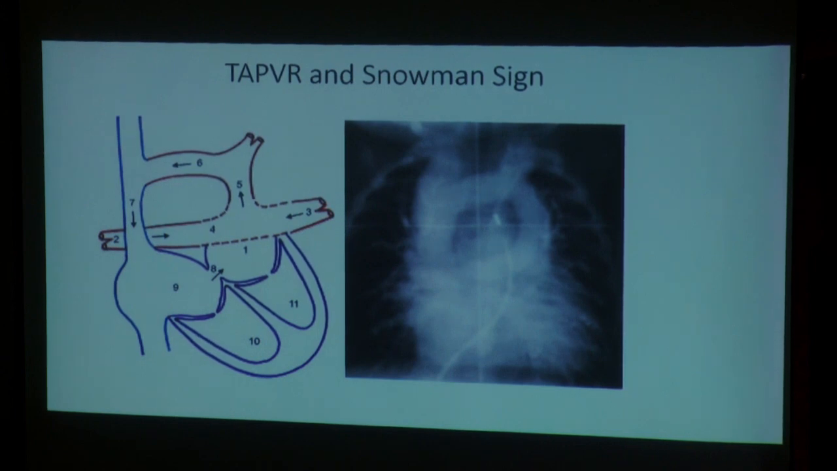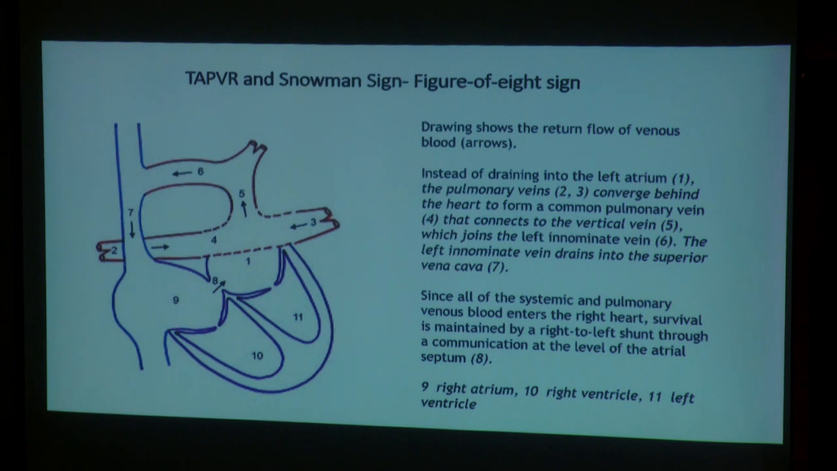Instead, a common pulmonary vein has formed, which in turn forms a vertical vein, and which is draining into the left brachiocephalic vein, and then goes to the SVC. Now you can tell me what forms the snowman. This portion forms the snowman, which is the common pulmonary vein, vertical vein, and the left brachiocephalic vein forms the head of the snowman. Okay.